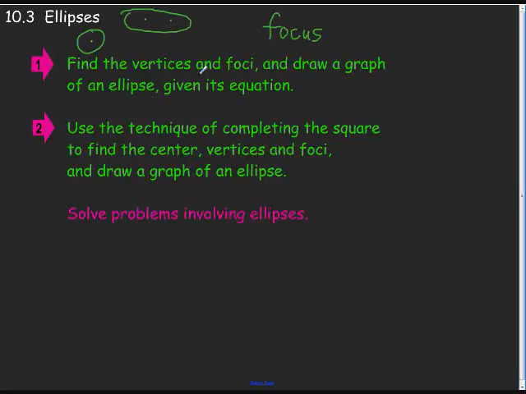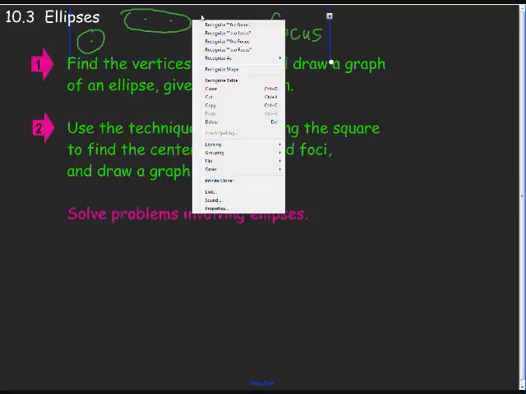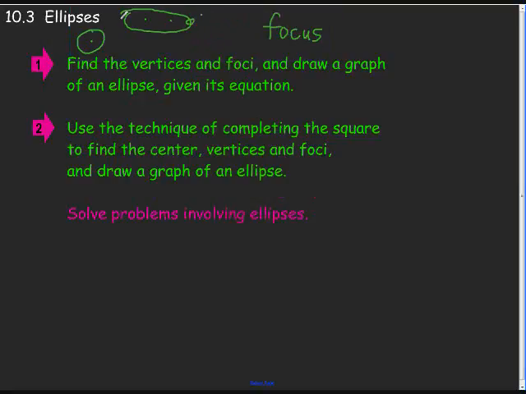We're going to be able to find the vertices. We'll talk about what the vertices are. We'll have to look at something called a major axis, which goes through the two foci. The vertices will end up being where that axis intersects with the ellipse graph itself. And then we also have co-vertices with something called a minor axis, which is perpendicular to the major one. So we'll talk more about that shortly.